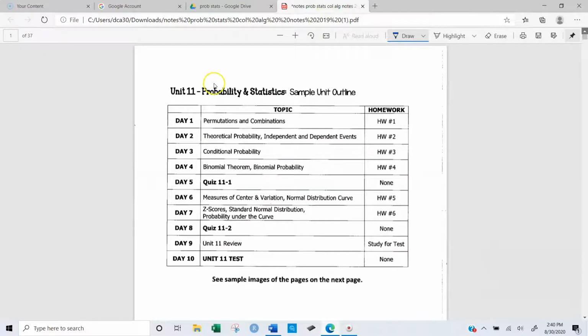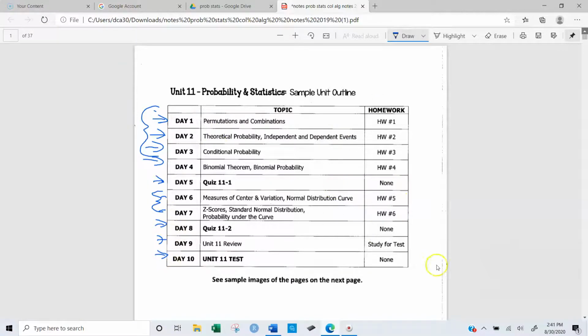There we go. It should say probability and statistics. We're doing permutations, combinations, then theoretical prob, conditional prob, binomial theorem. You are going to take a quiz over all of those. That's quiz 11, this says 11-1, so it's the 11th unit, first section. Okay, and then we're going to do measures of center and z-scores, and these two will be on this quiz. After that quiz, we will review and have a test. All right, let's get moving.